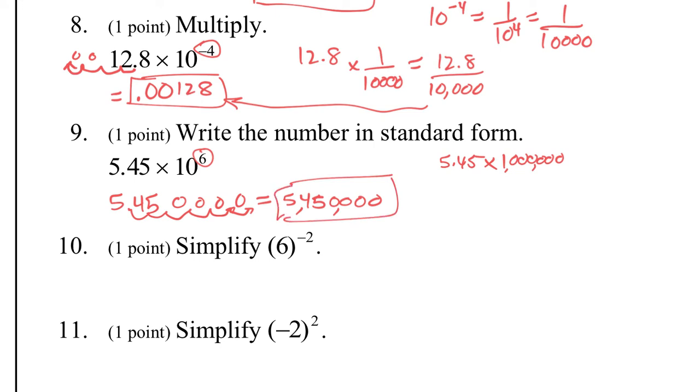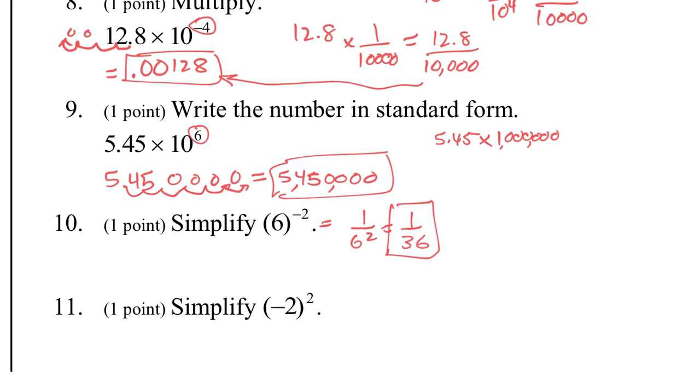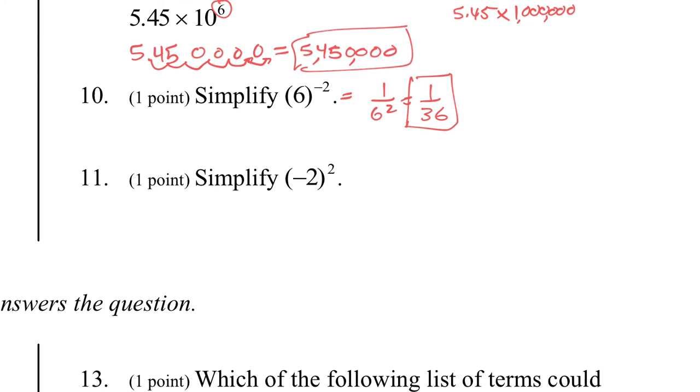We'll simplify 6 to the negative second. That's the same thing as 1 over 6 to the positive second, which is 1 over 36. And negative 2 to the second, well, what that means is negative 2 times negative 2. And that is equal to positive 4.